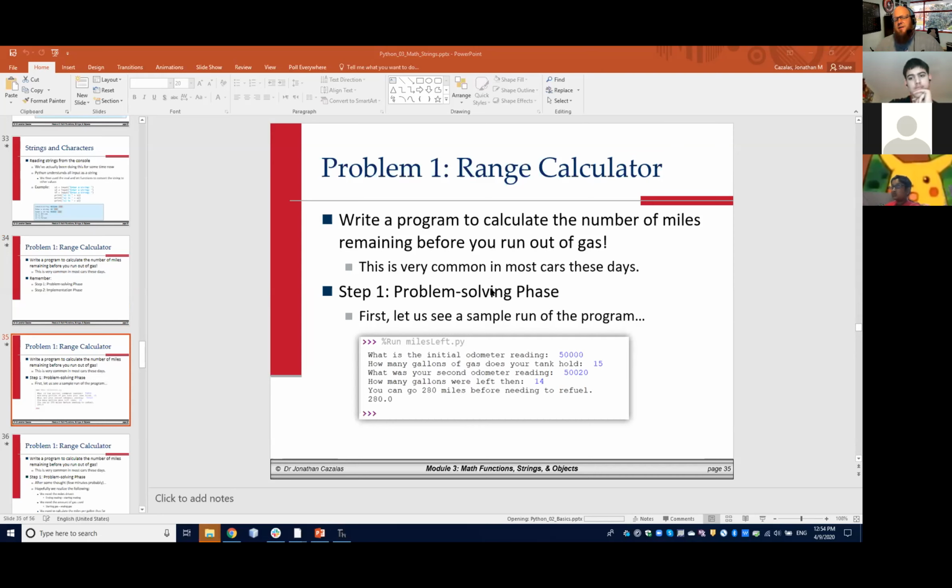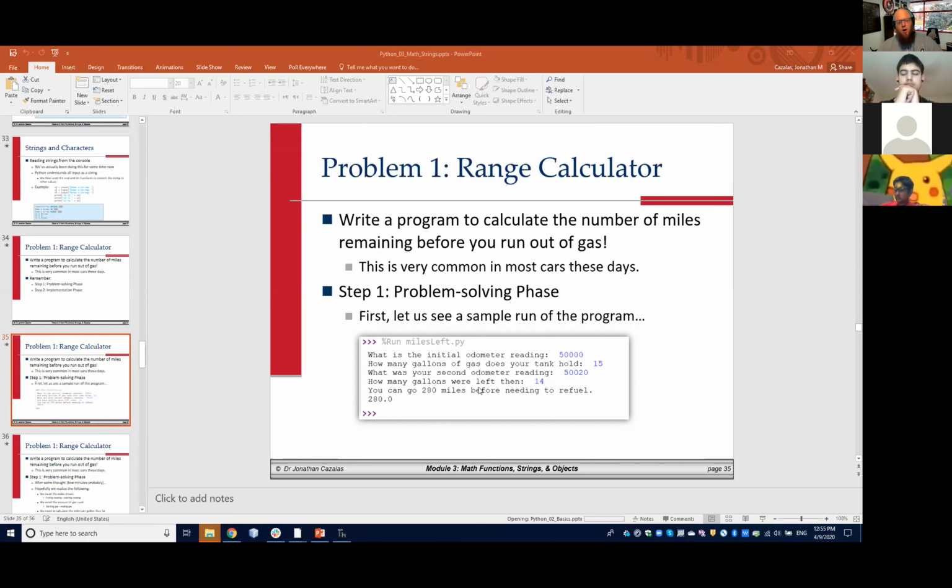We ask, what is your initial odometer reading? And for those who don't know, the odometer is what keeps track of how many miles or kilometers you've driven. So let's say it says that we've driven 50,000 miles already. And how many gallons of gas does your tank hold? 15 gallons. What was the second odometer reading? And the answer is 50,020. How many gallons were left at that moment in time? The answer is 14. So then we calculate you can go 280 miles before needing to refuel.